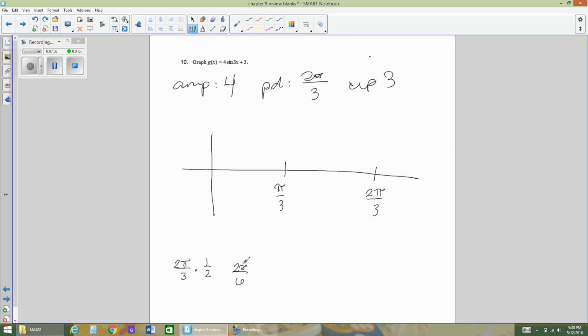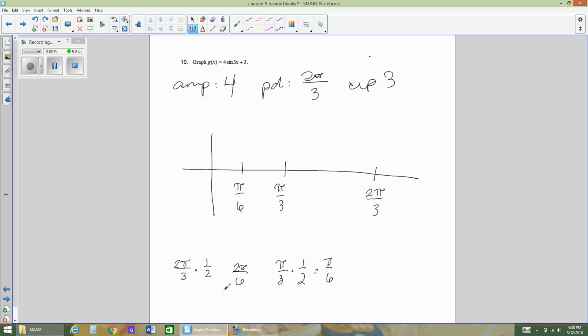I didn't really draw it exactly halfway, but envision it with your mind, okay? Alright, now we need the quarter point. The quarter point is when we take half of that. So pi over 3 times 1/2, so we're taking half, is pi over 6. So here's pi over 6.